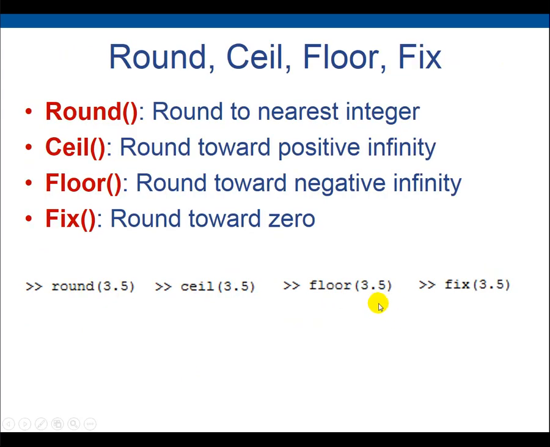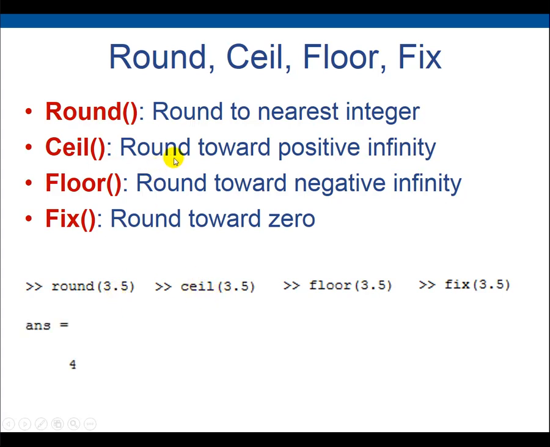The next concept is how to round the values. There are 4 different types of round functions. So we have this number, 3.5, round 3.5. Round means round to the nearest integer. So the nearest integer here is 4.